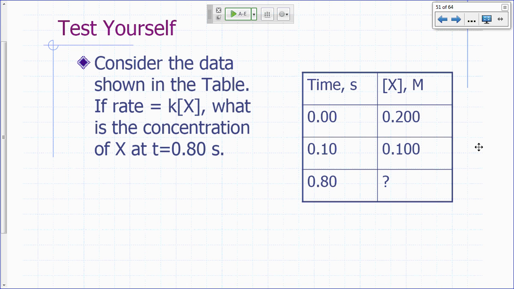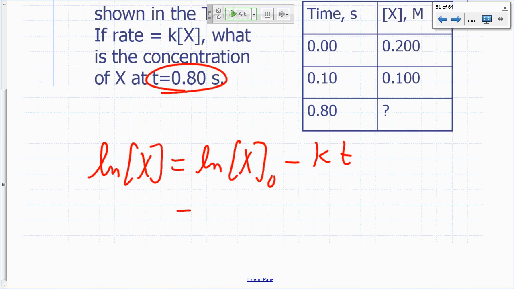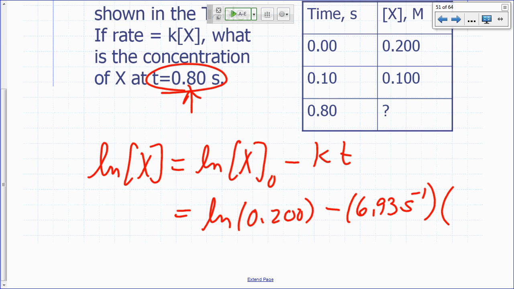Let's look at this one. It's basically the same one as before, except that what would it be at 0.8 seconds? So what was our equation? ln of x equals ln of x naught minus kt, right? We've already established this is the same problem as before, except you're being asked for the concentration at 0.8 seconds. So ln of 0.200 minus 6.93 per second, but instead of 10 seconds, I'm just going to use 0.8 seconds. All right, so the seconds cancel out.